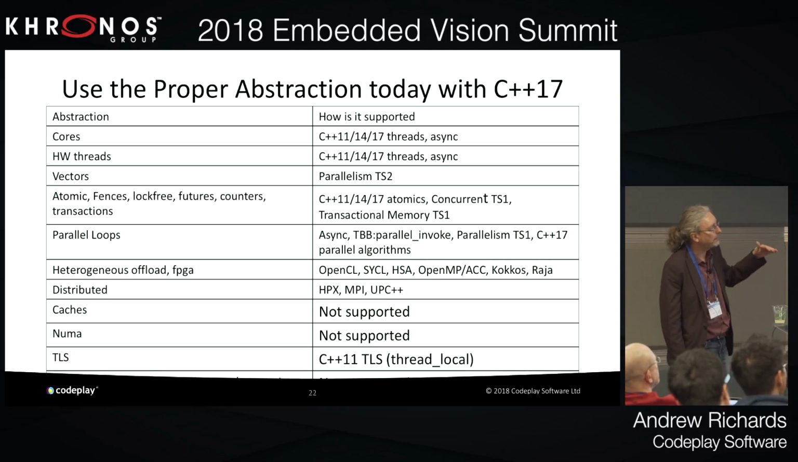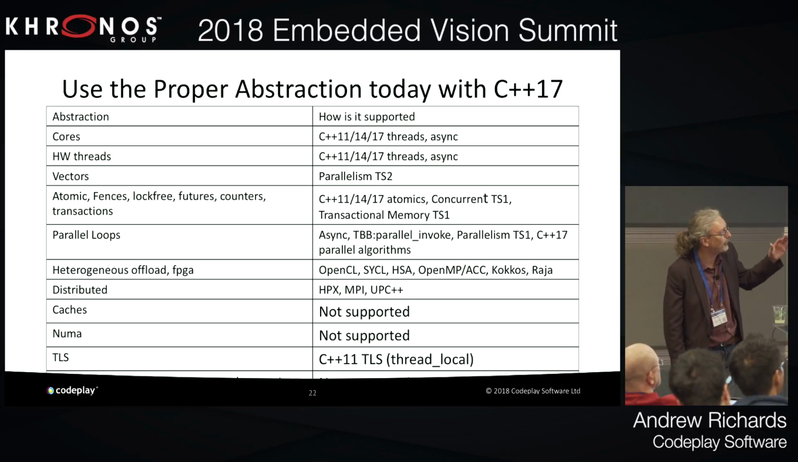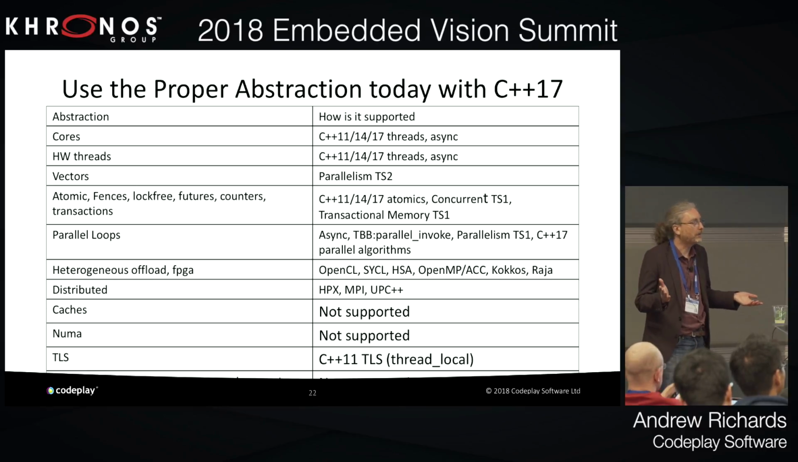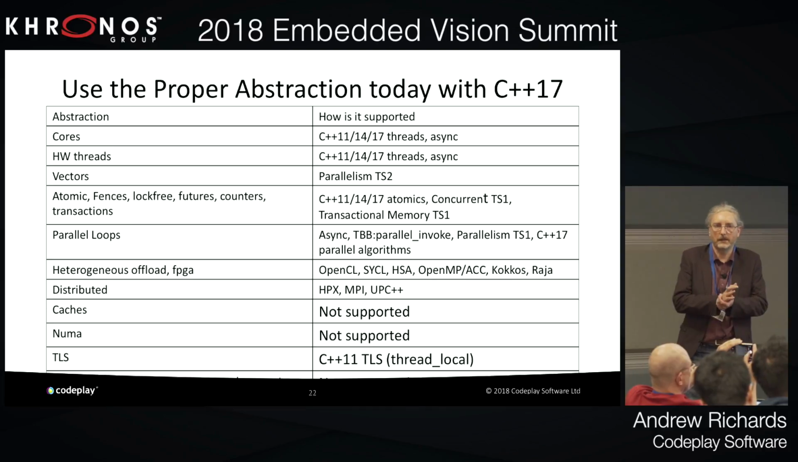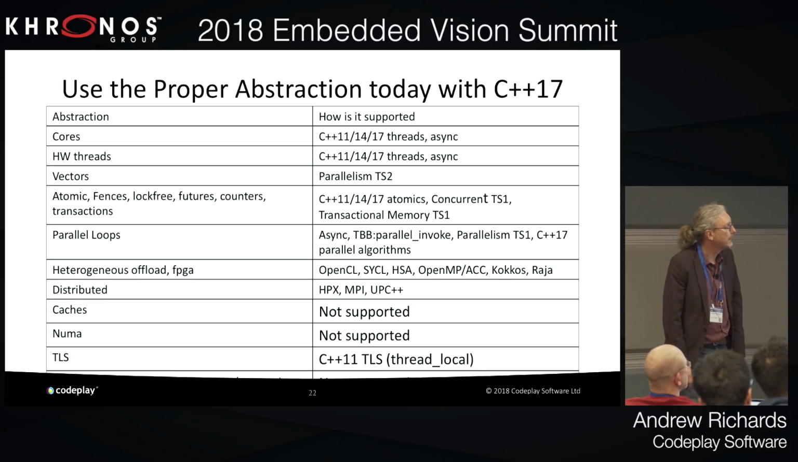We've got OpenCL, SYCL, HSA, OpenMP, CUDA. It's not in there. Should have written it in there. Khronos, RAJA. All of these things. None of them are in the C++ standard. So the heterogeneous offload today is not actually in the ISO C++ standard. So it's kind of highlighting the gap that we've got to get to.